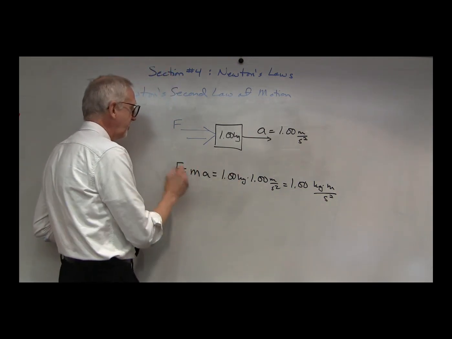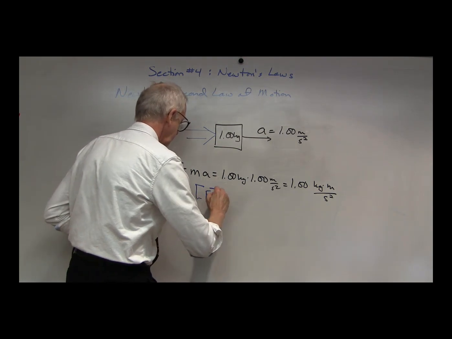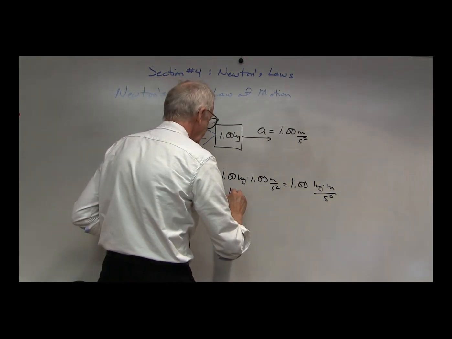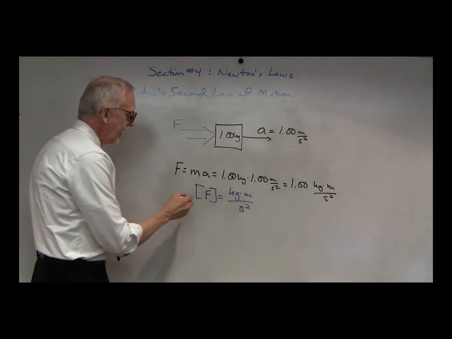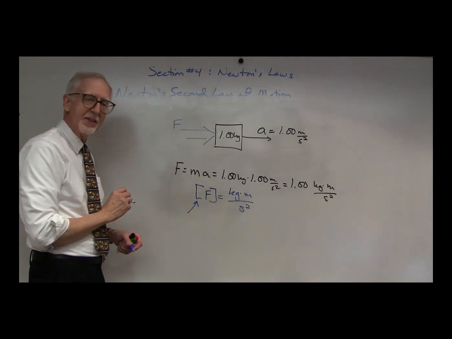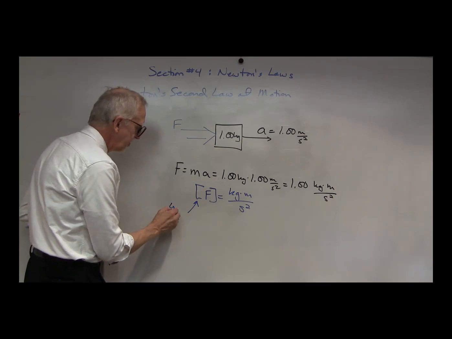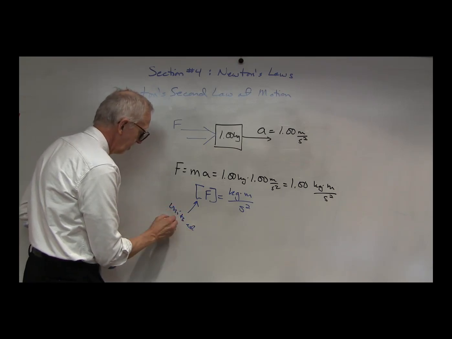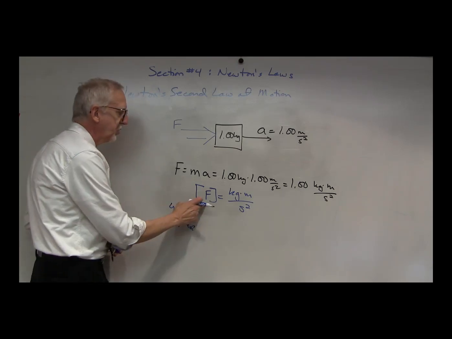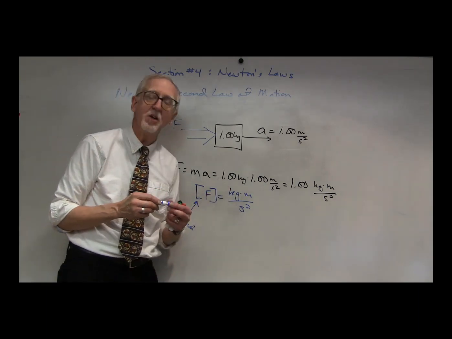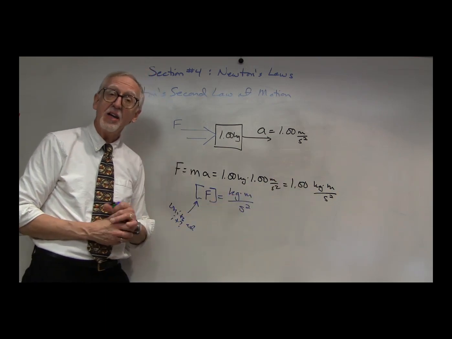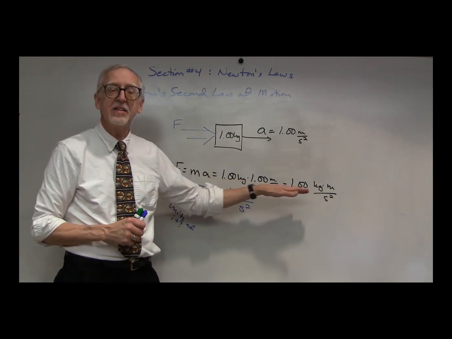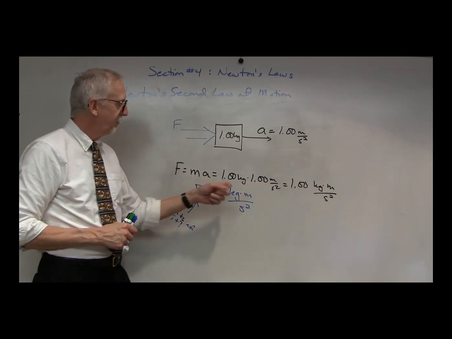Well, this shows us what the units of force are. The units of force here are equal to a kilogram meter per second squared. Anytime I put a quantity in square brackets like this, that means we're asking what the units of it are. So the units of force would be a kilogram meter per second squared. That is the standard SI combination of units for a force.